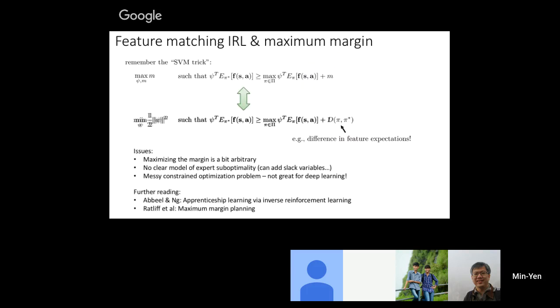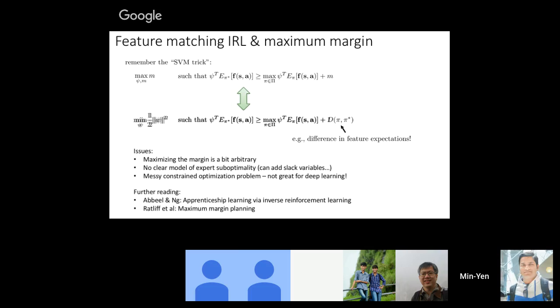But there are still issues with this maximum margin. One of them is that maximizing the margin is a bit arbitrary, because a policy with a larger margin against other policies does not mean that it is a better fit to the expert's actual goal. However, it may remove some problems, but it's not good enough.